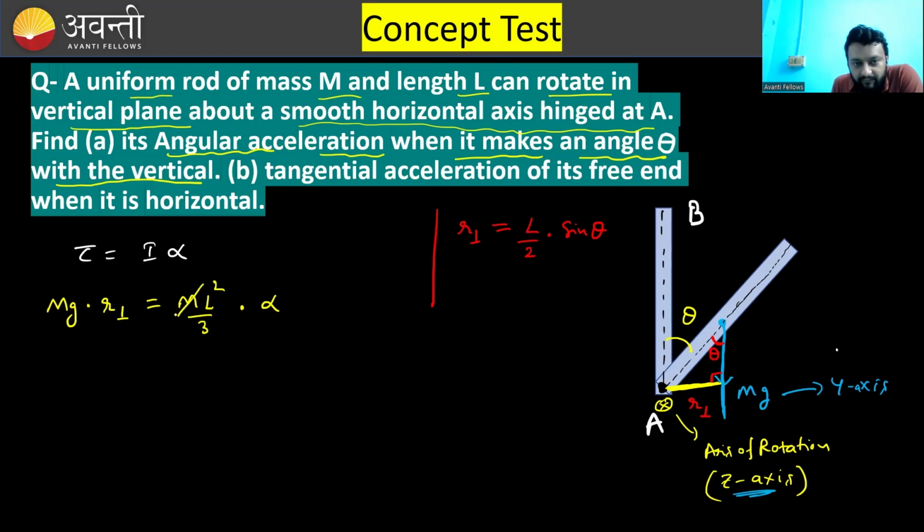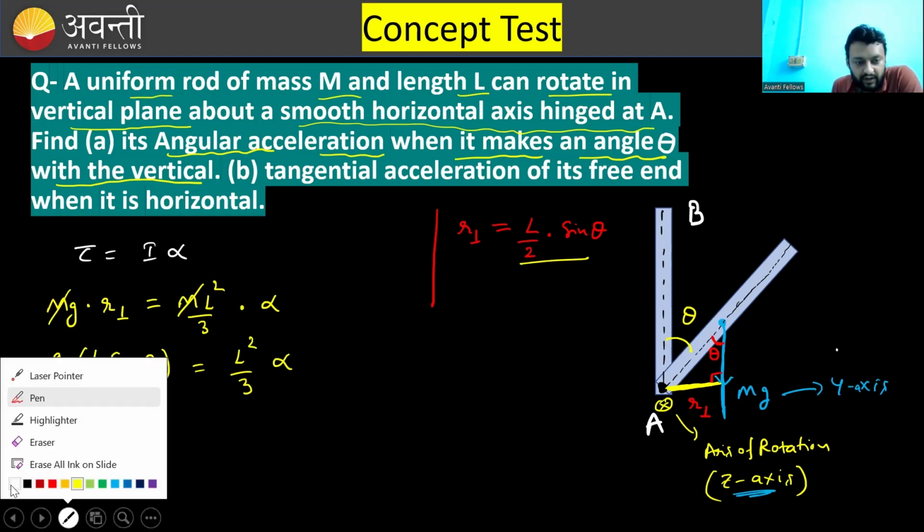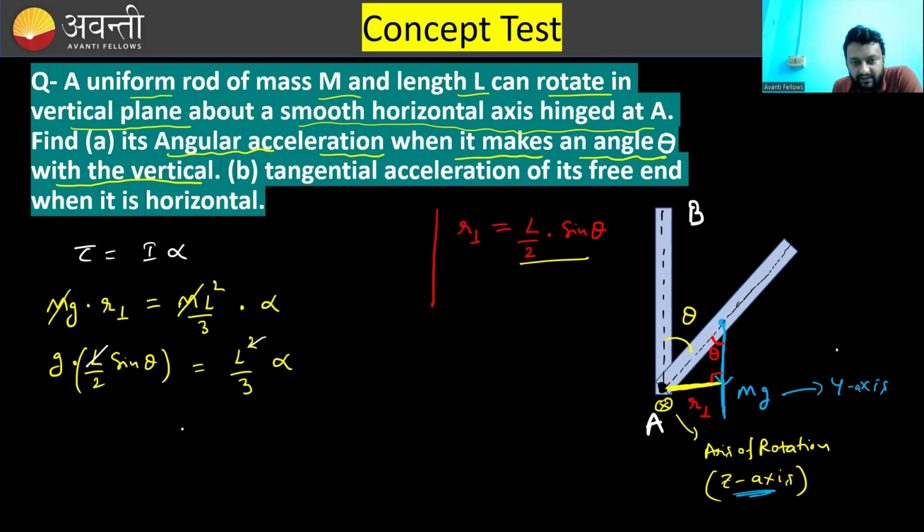mg, can you say m will cancel out? It will be g into R perpendicular, which is L by 2 sine theta, is equals to L square by 3 alpha. Again, you can cancel a few things here. L will cancel the L square. So the alpha will be, this 3 will go there, 3 by 2 g by L sine theta.